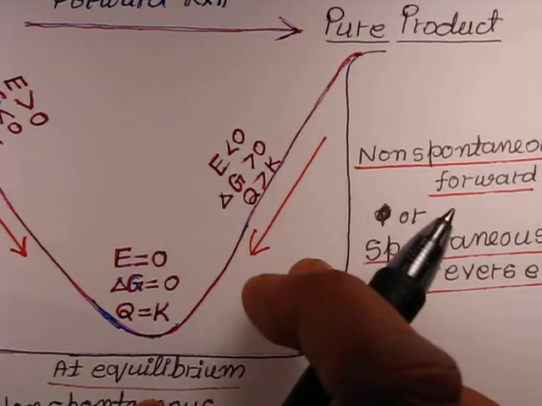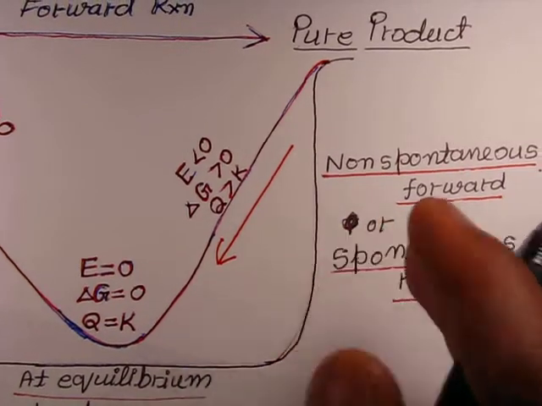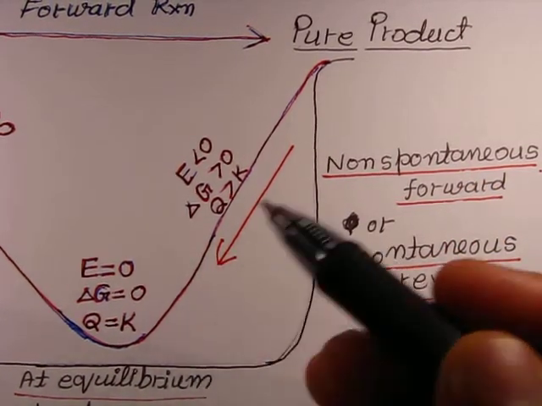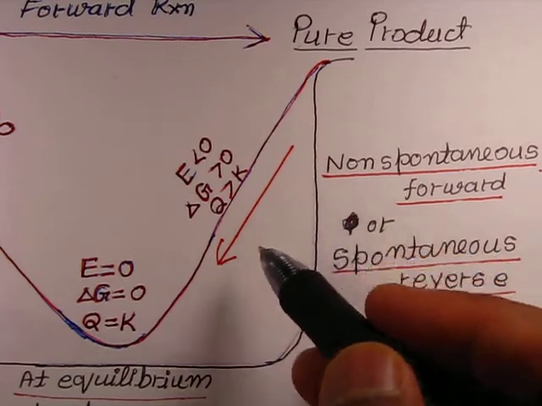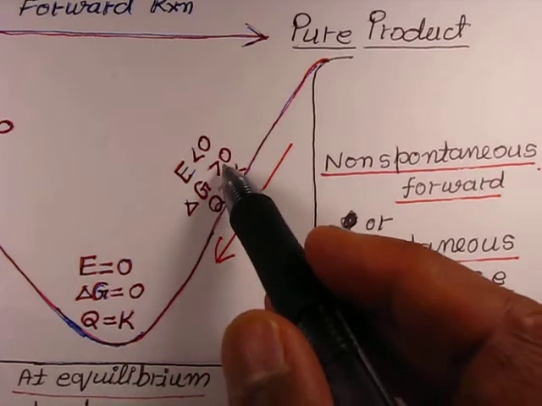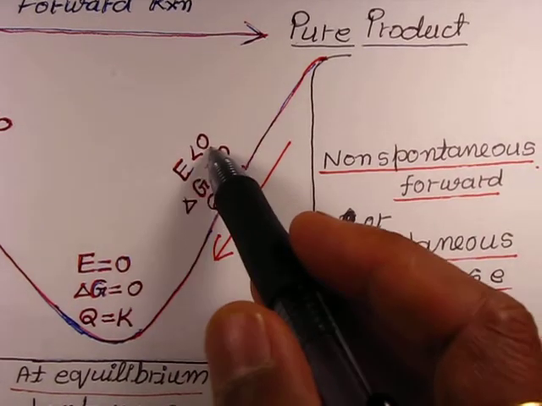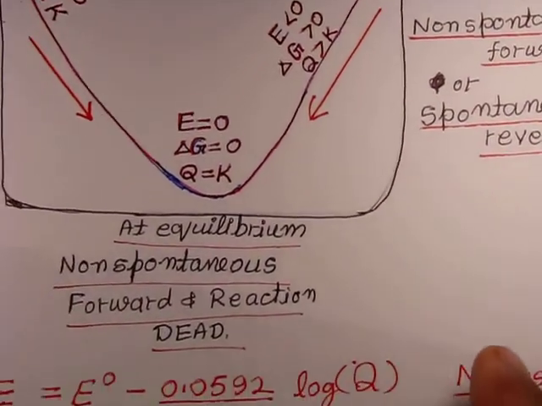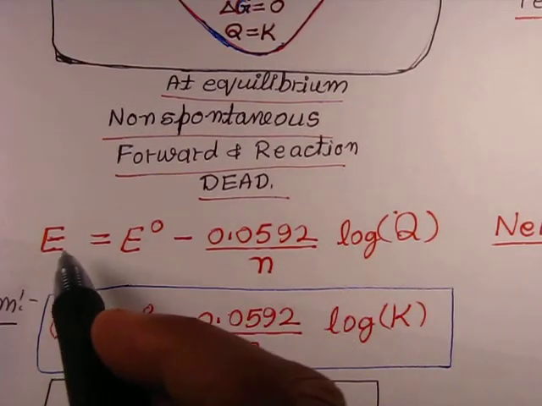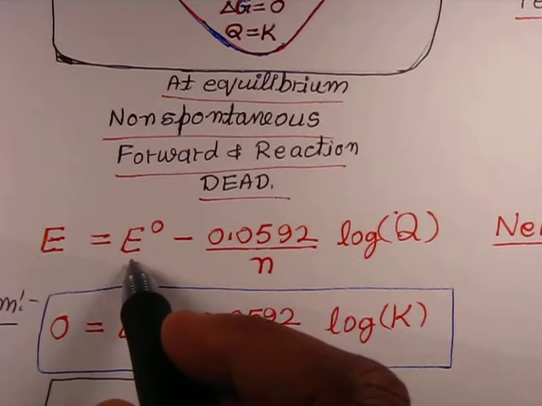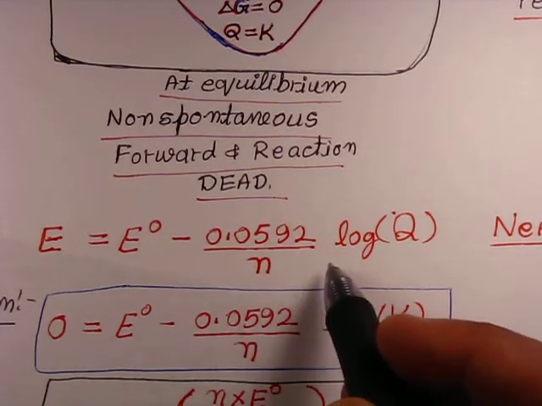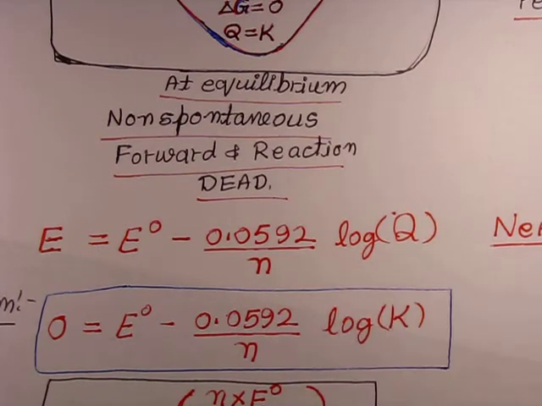On the other hand, if we force a non-spontaneous reaction, this is like charging the battery. In that condition, Q will be more than K, delta G will be positive, and E cell will be less than 0. Here, as we have seen in the Nernst equation, E at non-standard condition equals E naught minus 0.0592 divided by n log Q.